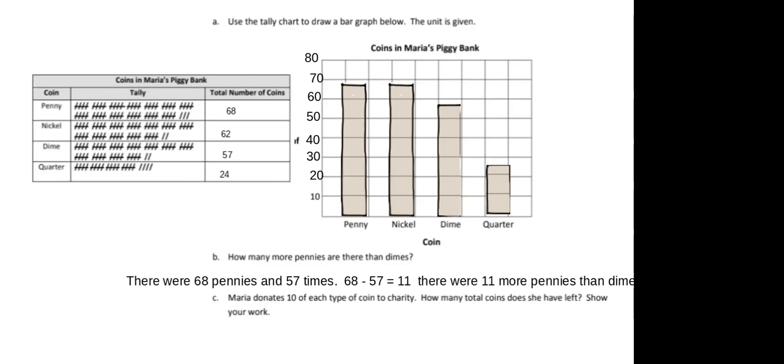Question C. Maria donates 10 of each type of coin to charity. How many total coins does she have left? Show your work. So your first step, you're going to have to add all of her coins. 68, 62, 57, 24 to come up with a grand total of coins. And then she has 4 types of coins. If she donates 10 of each, 10, 20, 30, 40, you will then subtract that from the total number of coins. Please pause your video and resume the video when you have completed the question to double check your work.